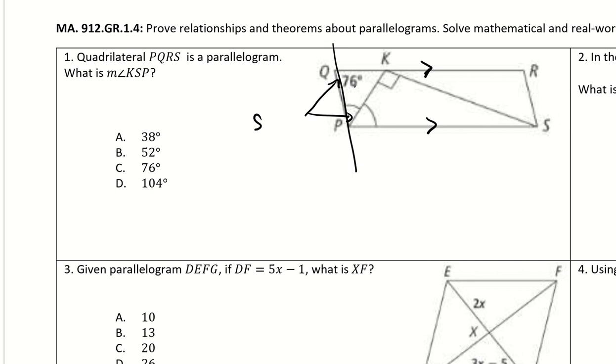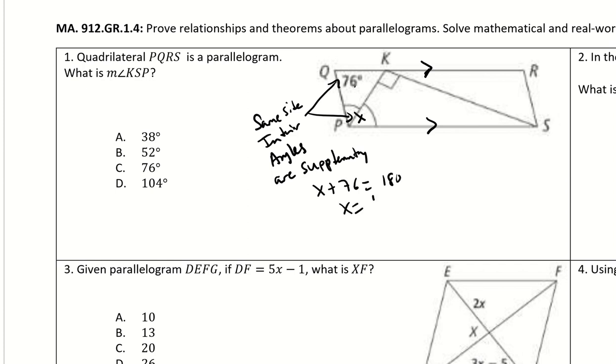Okay, so these are same side interior angles, also known as consecutive interior angles. And same side interior angles are supplementary. That's the consecutive interior angle theorem there. So they're supplementary, and so that means that we can add them to 180. So let's call this x. So we got x plus 76 equals 180. So that means x equals 180 minus 76, which is 104.